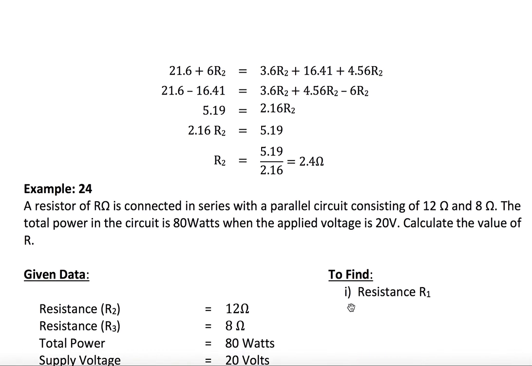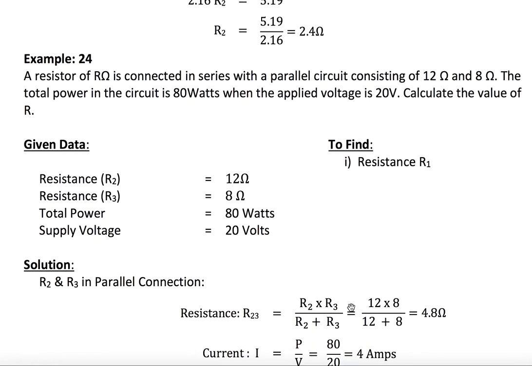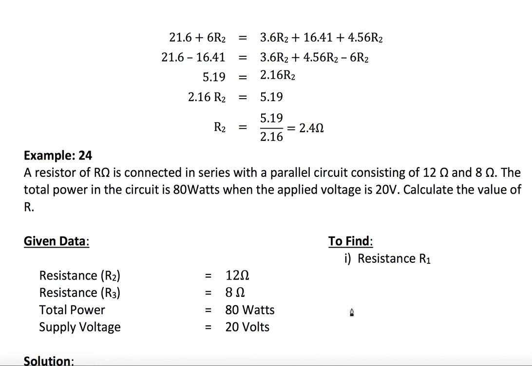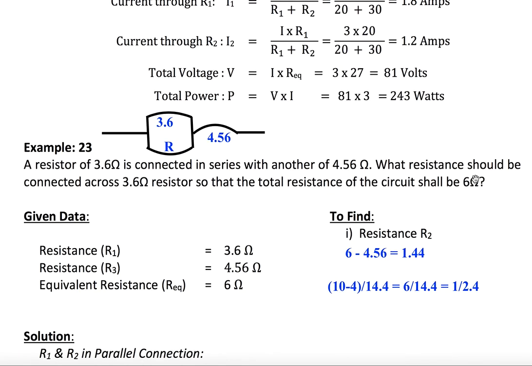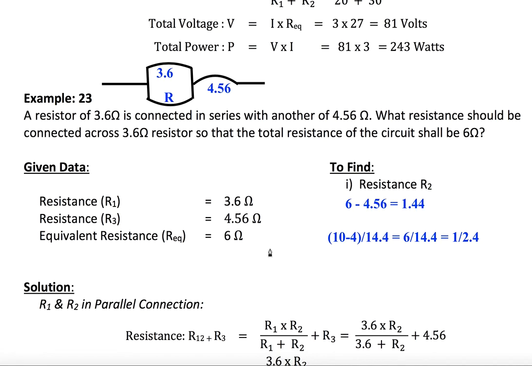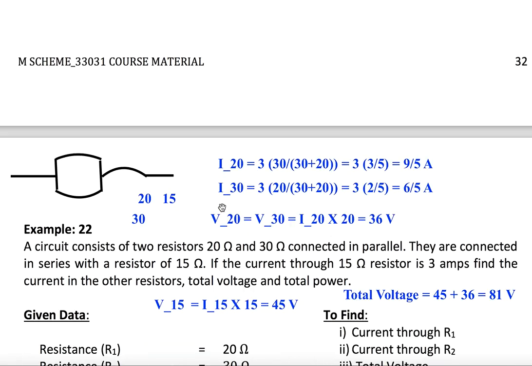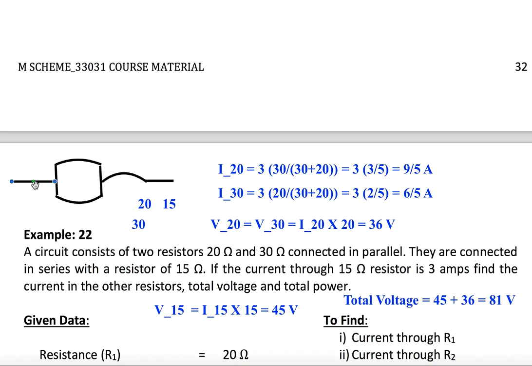Yes. Okay. A resistor of R ohm is connected in series with a parallel circuit consisting of 12 ohm and 8 ohm. The total power in the circuit is 80 watt and the applied voltage is 20 volt. Calculate the value of R. Again we got the same kind of problem. Again we need to copy the circuit. Okay, let's copy.